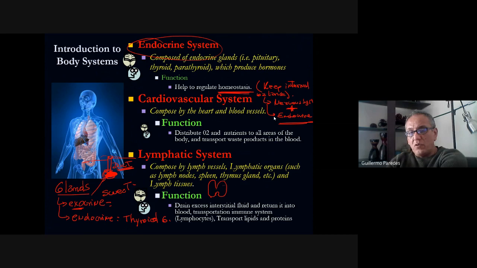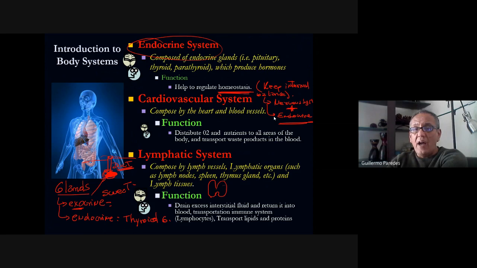So what is the cardiovascular system doing? It is going to distribute oxygen and nutrients all over the body, and it can transport everything. You eat, for example, a candy or a piece of bread. They are going to be absorbed and go to the bloodstream, arteries and veins. Cardiovascular is the heart and the arteries and veins.